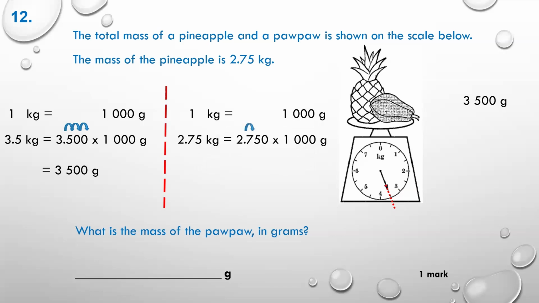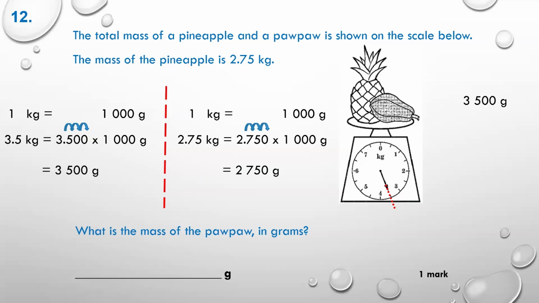And when we multiply by 1,000, multiply by 10, 100, 1,000, shift it 3 places to the right. So our answer is 2,750 grams, because we want our answer in grams. We could have worked out everything in kilograms and then converted it at the end. There are so many different ways to work out every single question in math.